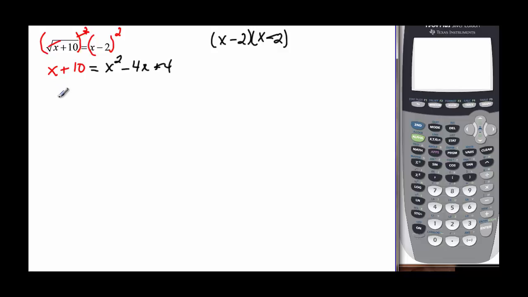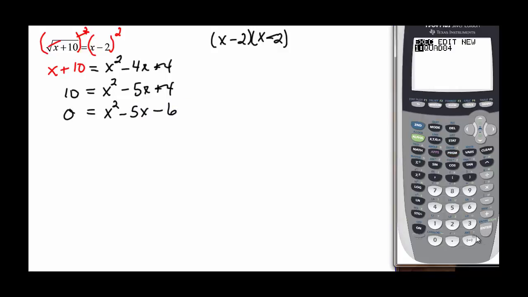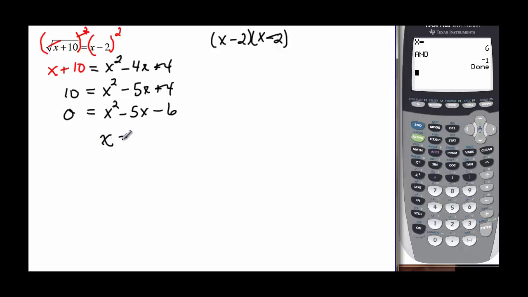So I need to subtract x from both sides. So 10 will be equal to x squared minus 5x plus 4. And when I bring the 10 to the other side by subtracting it, I get x squared minus my 5x minus 6. And if I go to my quadratic formula just to get this done quickly, find out that a is 1, b is negative 5, c is negative 6. And that tells me then that x is equal to 6 and negative 1. And I have to go check.